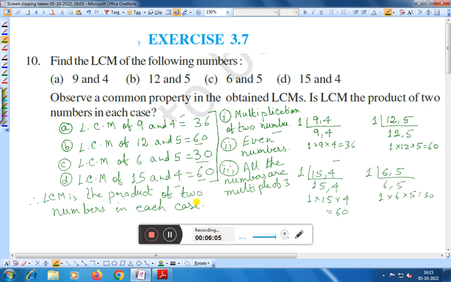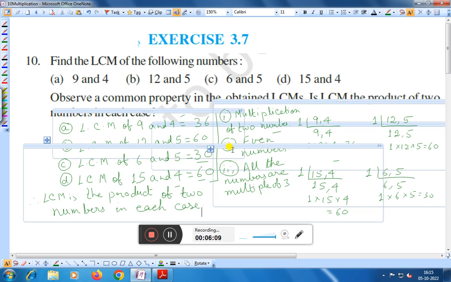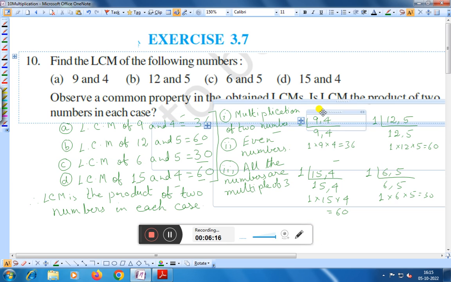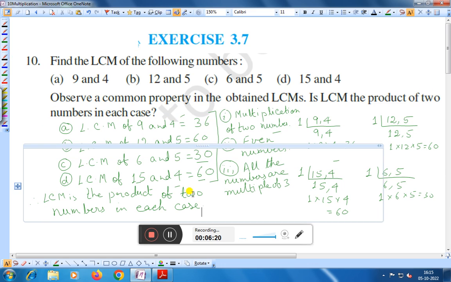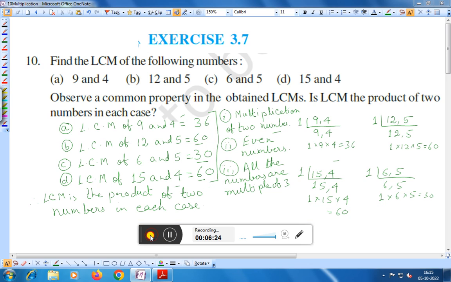This is the solution of question number 10. We got three properties. First, the LCM is the multiplication of the two given numbers. Number 2, all are even numbers, and number 3, all numbers are multiples of 3. And the last question: is LCM the product of two numbers in each case? The answer is yes. This is the solution of question number 10.